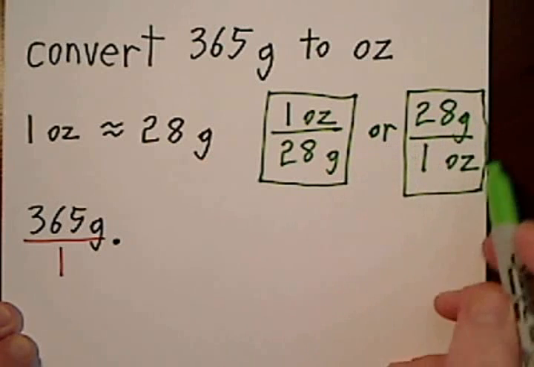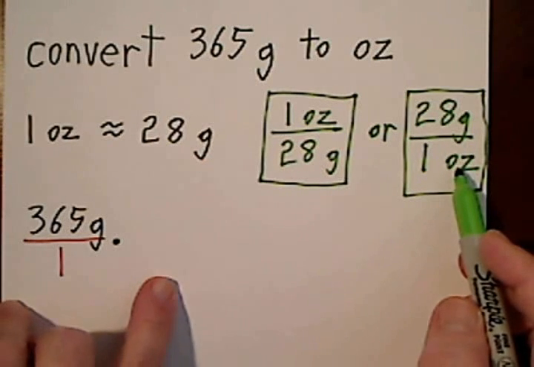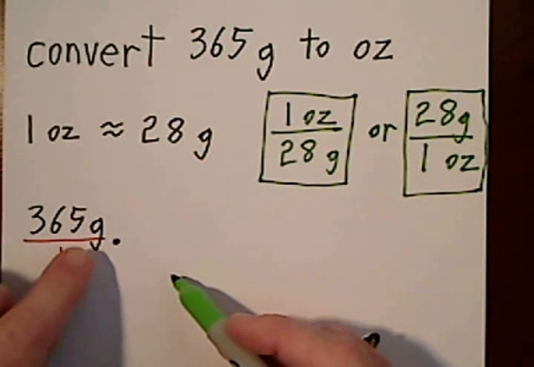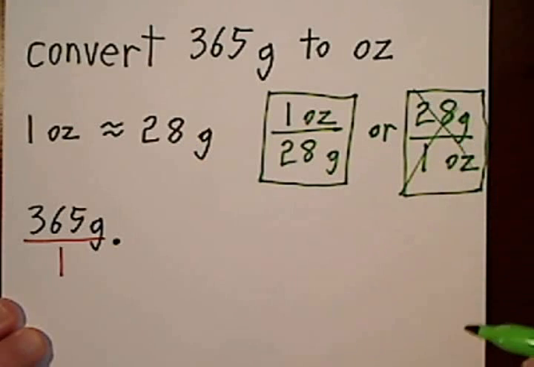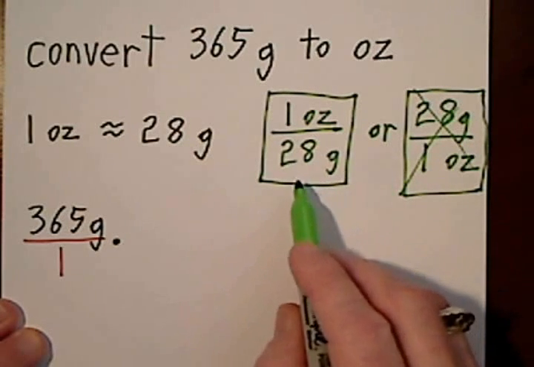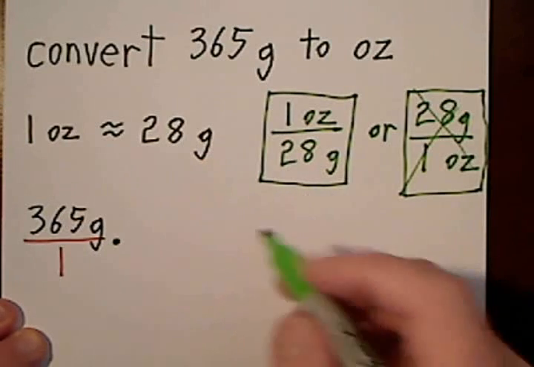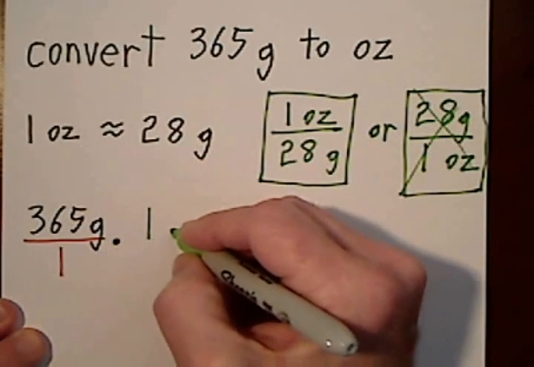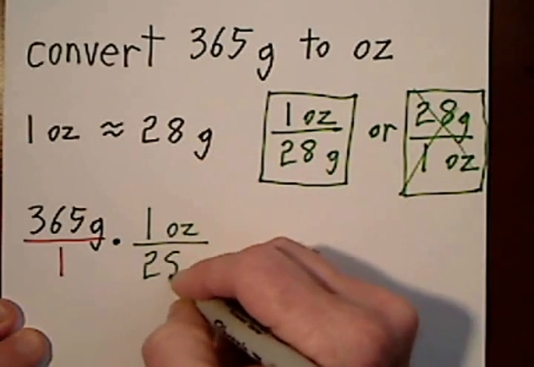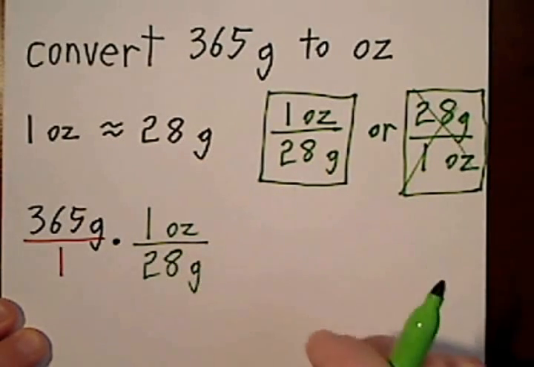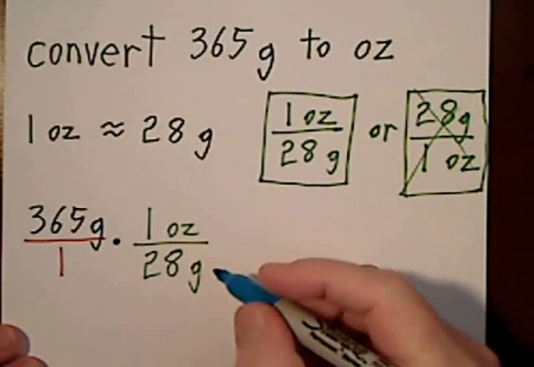If I select this, I'm going to have ounces in the denominator. I'll have ounces on the bottom, and ounces will not cancel grams. So this one is of no use to us for this particular problem. This one, however, has grams on the bottom. So that's the one I choose. I write 1 ounce over 28 grams. And now all I need to do is cancel common units.